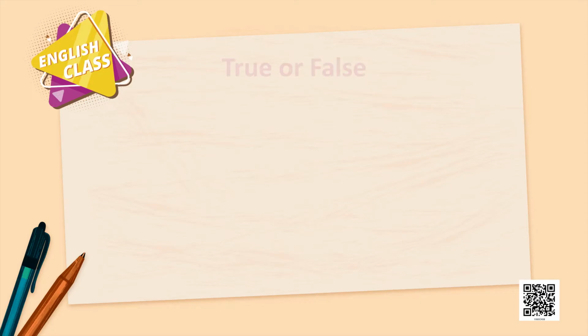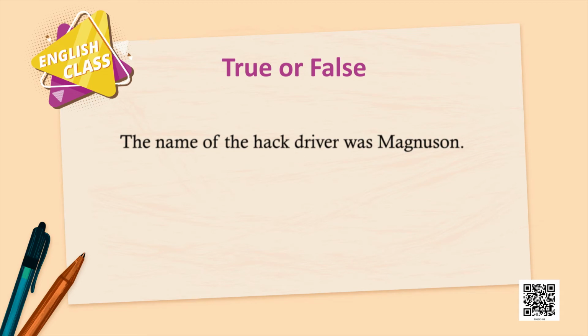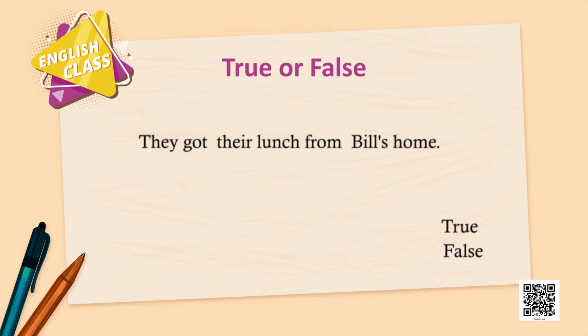Now, to the fifth one. The name of the hack driver was Magnusson. True. Right. If you pay attention to the chapter, his name was Magnusson. Now, to the sixth one. They got their lunch from Bill's home. This is also true. Right, Suhani. Yes, he says it would be cheaper and they get lunch from Bill's home.